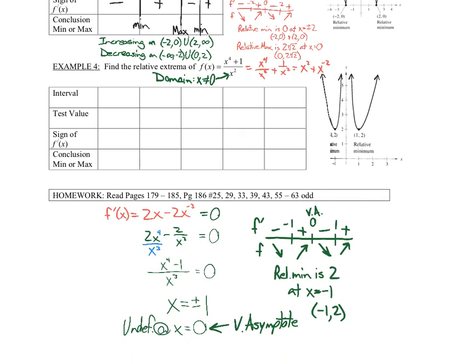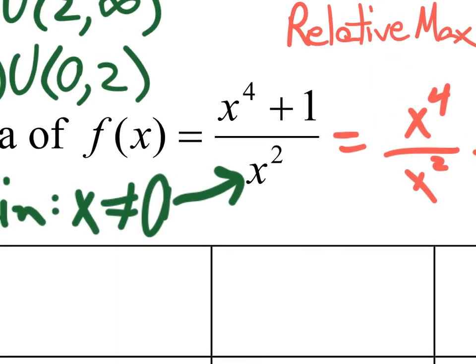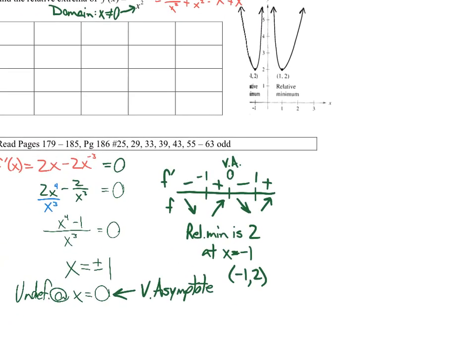So now we also know that there's a relative min at 1. If I plug a positive 1 into my original function, I get 2 again. So I see here that the relative min is 2 at 1 and negative 1. So I have the point (-1, 2) and the point (1, 2) as my 2 relative min points, my 2 relative extrema. Any questions about that?